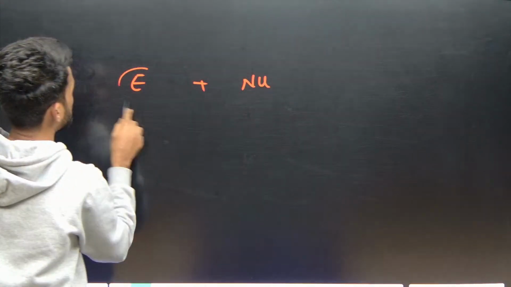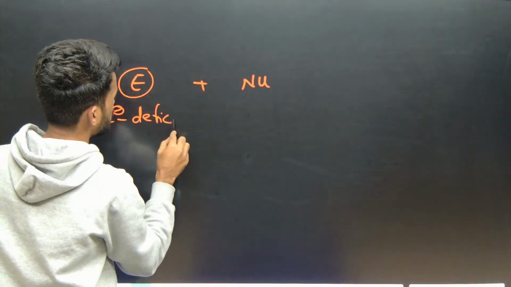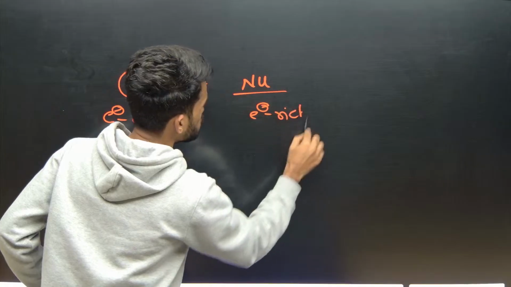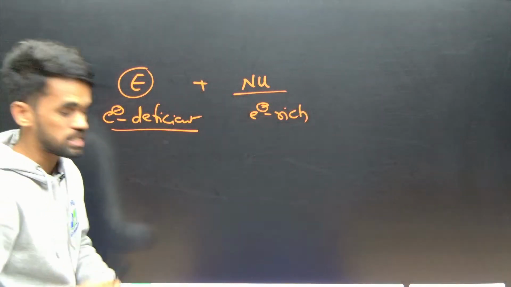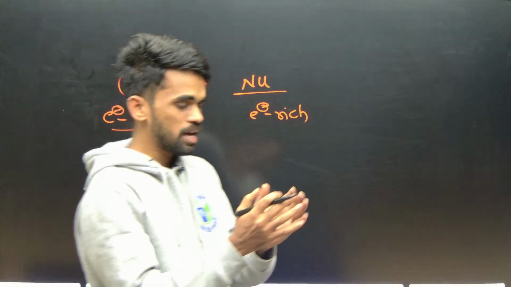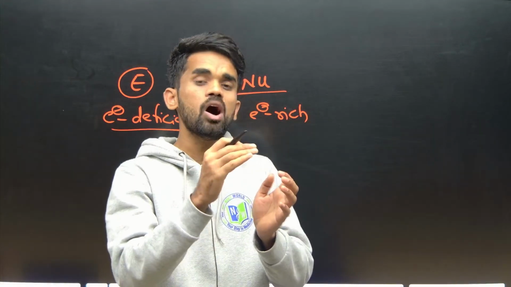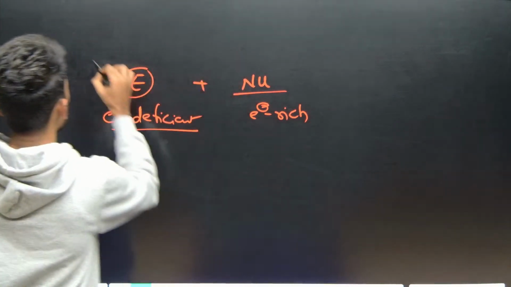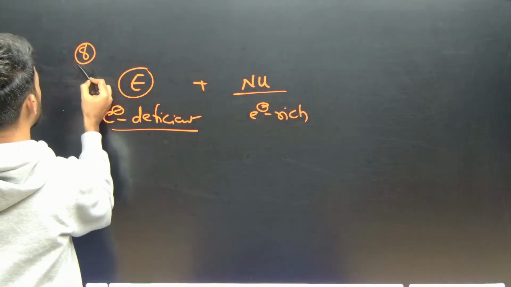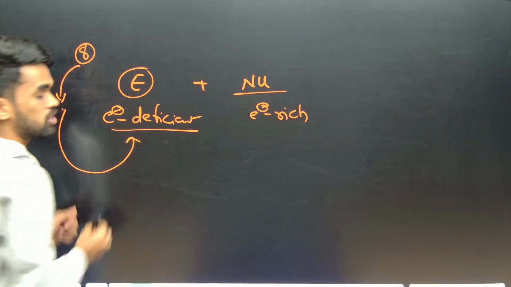Electrophiles are electron deficient species, and nucleophiles are electron rich species. Now give some examples of electron deficient sites. If I compare species having electrons fewer than the octet configuration, that is, if it has 8 electrons then it is an octet configuration, and if there are fewer than 8 electrons, then we call them electron deficient compounds.